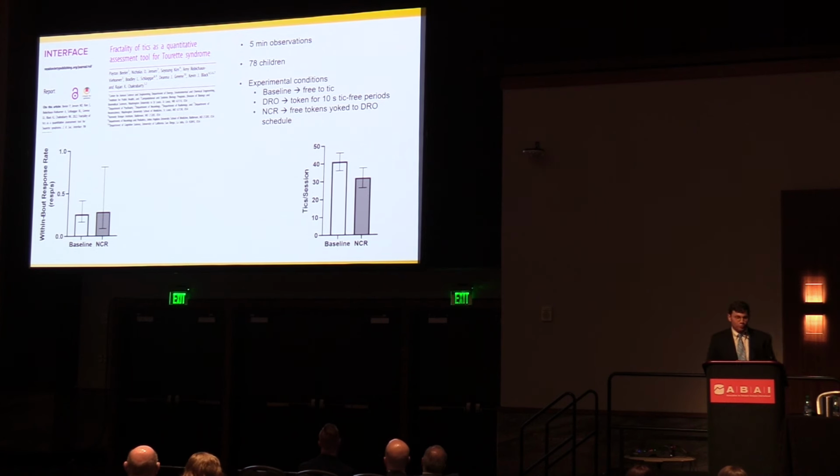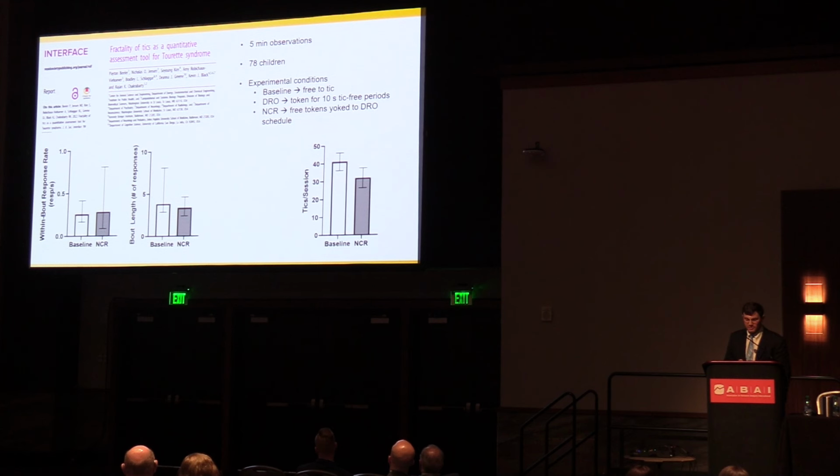Here we've got the median and interquartile range from our estimates from fitting Scholl's double exponential equation to these data. What's interesting is there were no differences in the within-bout response rate between baseline and NCR for these individuals. No differences in bout length between baseline and NCR. And adding free reinforcers in the NCR condition didn't do much to the duration of pauses between bouts of motor and vocal tics.